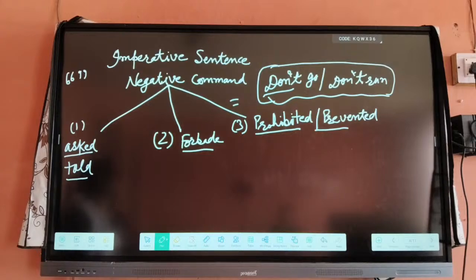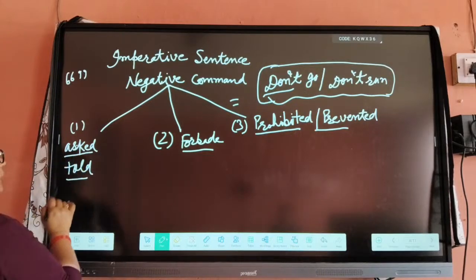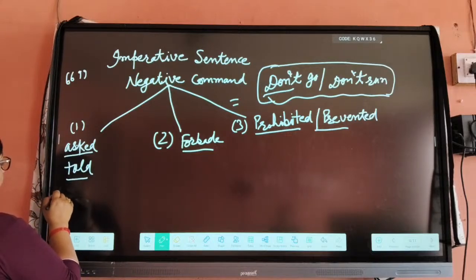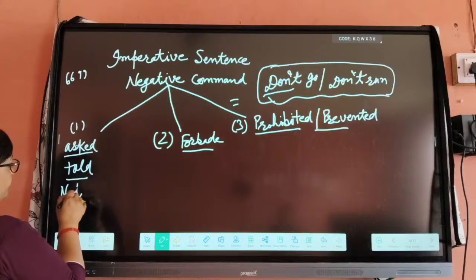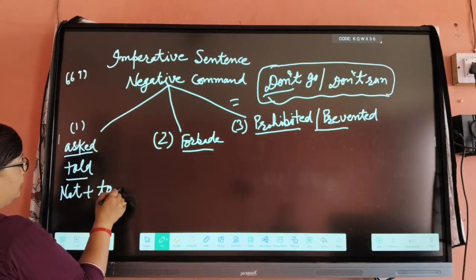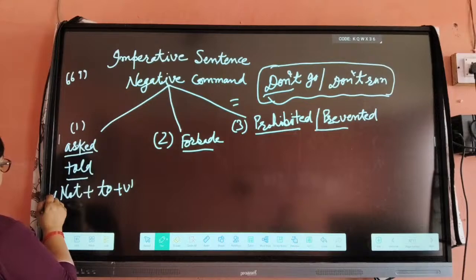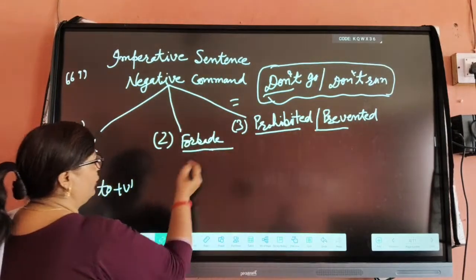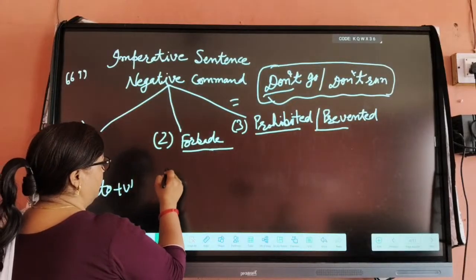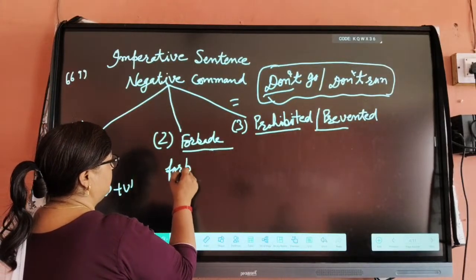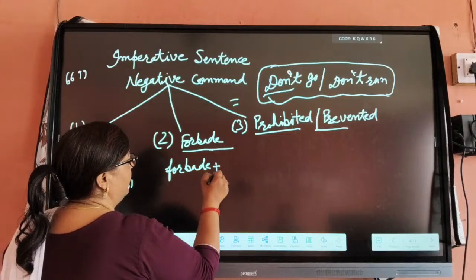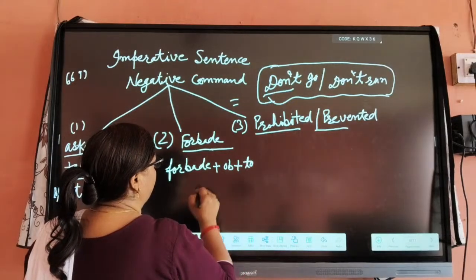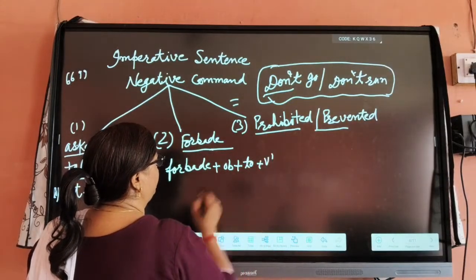Then how will we change it? If we change our said to into asked or told, then what pattern do we have to follow? We have to follow not plus to plus verb's first form. This is our first pattern. Now here, if we change our said to into forbade, then we will use forbade plus object plus to plus verb's first form.